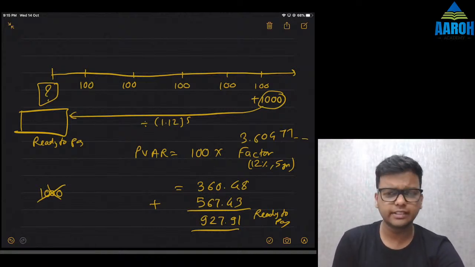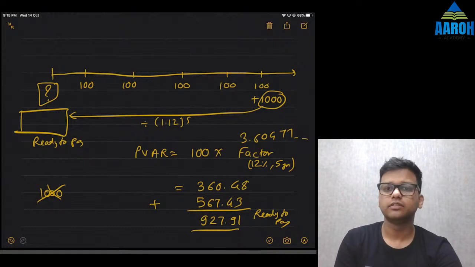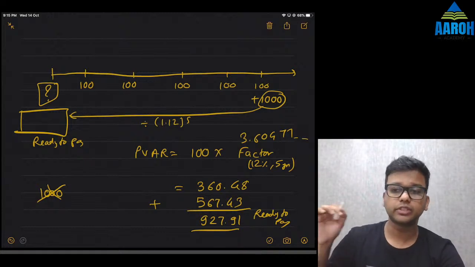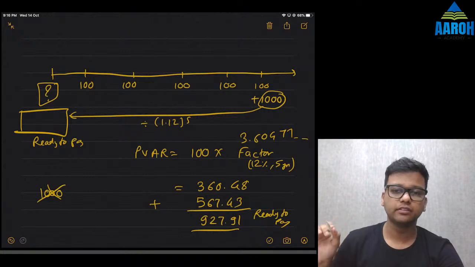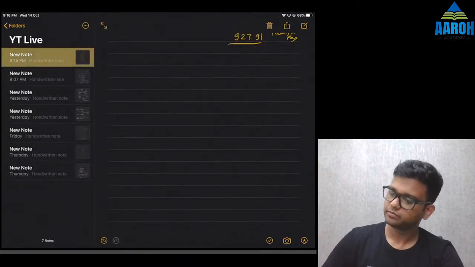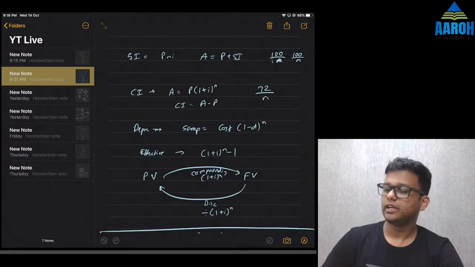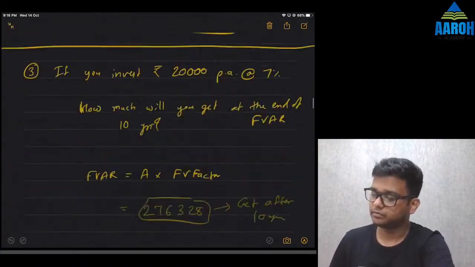Fine. Is this clear to everyone? Any doubt? Also just let me know it is not lagging now, right? The video is clear. If yes, let's go to next concept.